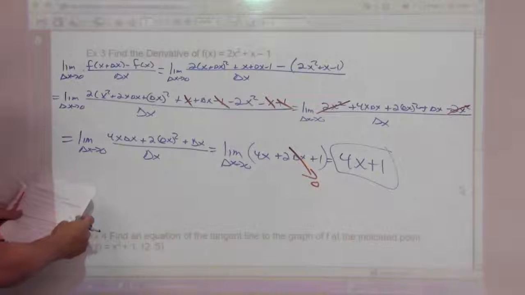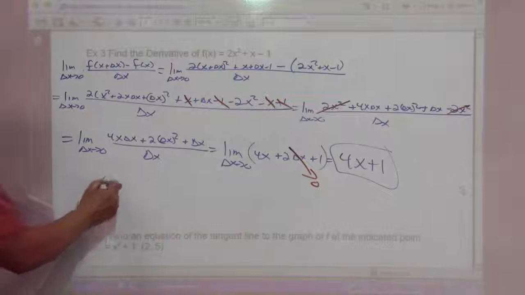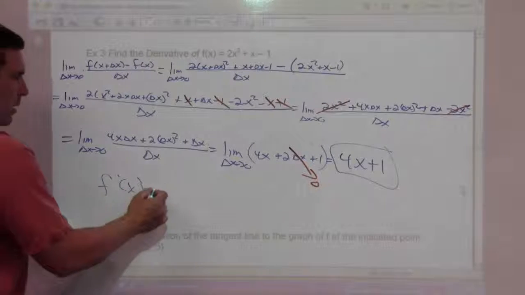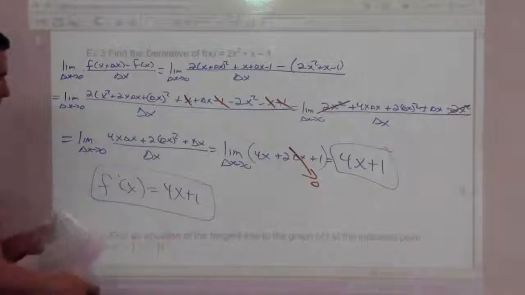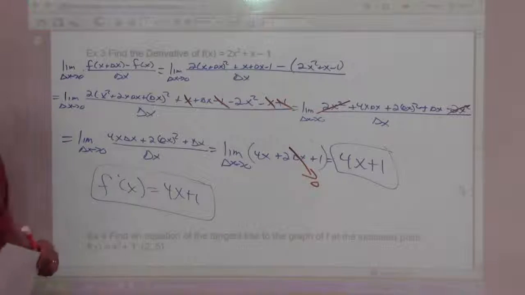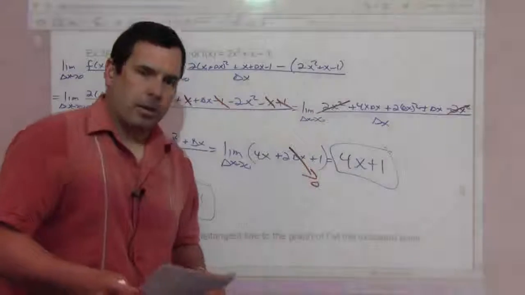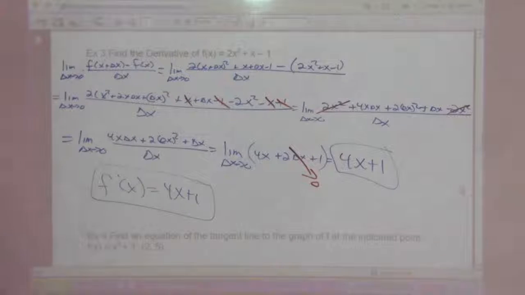So the limit, well, I'll just say f prime of x is 4x plus 1. I'm going to go on to the next problem here. Example 4.